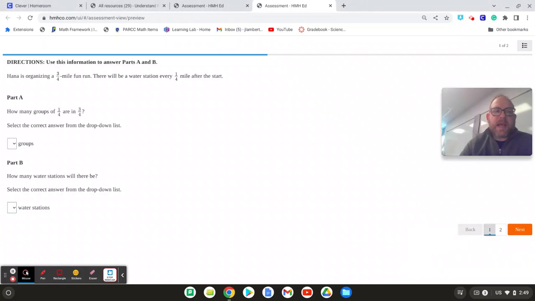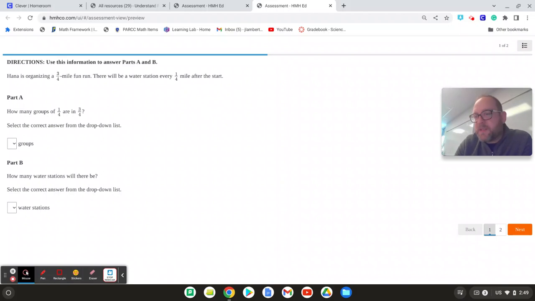Let's check this out. These are the check understanding questions for lesson 3-1. Up here at the directions it says use the information below for parts A and B. Hannah is organizing a 3/4 mile fun run. There will be a water station every 1/4 of a mile after the start. So how many groups of 1/4 are in 3/4 of a mile?